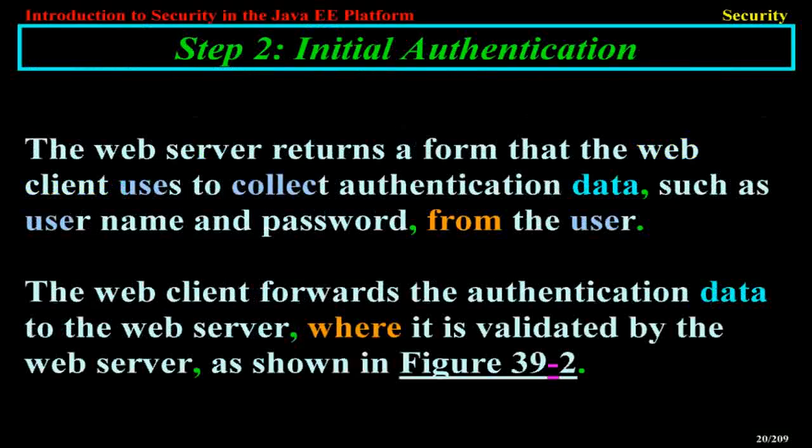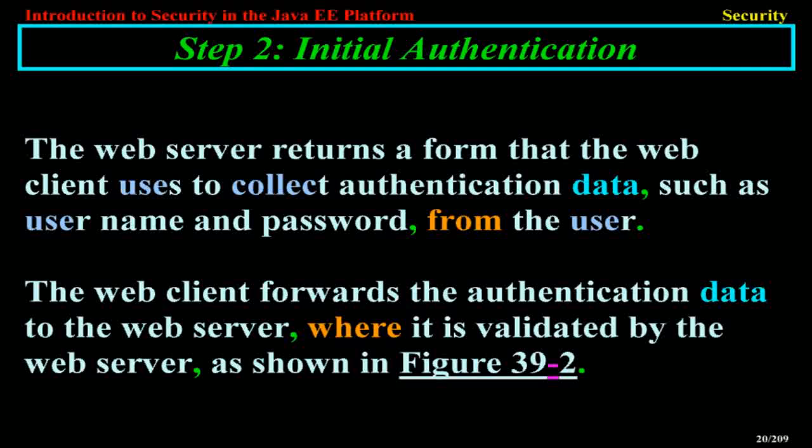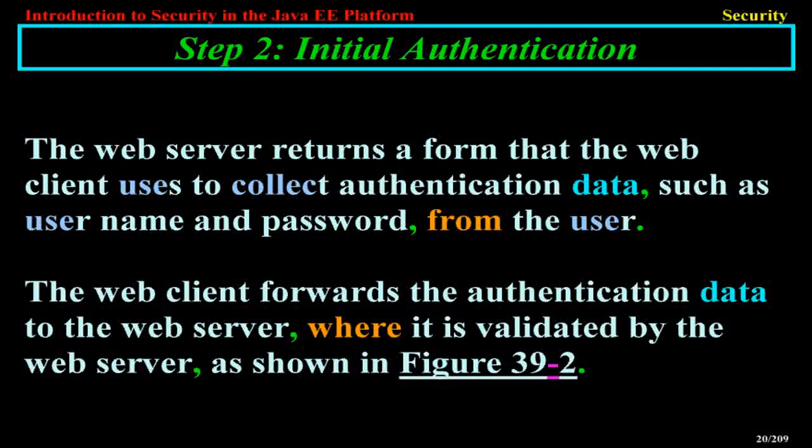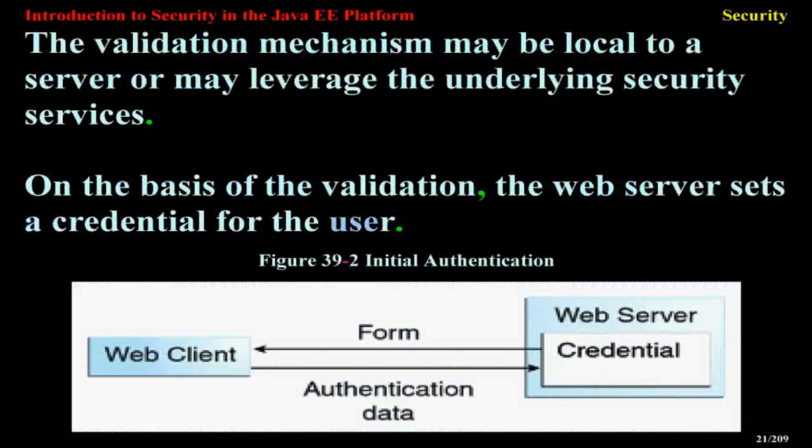Step 2. Initial authentication. The web server returns a form that the web client uses to collect authentication data, such as username and password, from the user. The web client forwards the authentication data to the web server, where it is validated, as shown in Figure 39-2. The validation mechanism may be local to a server or may leverage the underlying security services. On the basis of the validation, the web server sets a credential for the user.